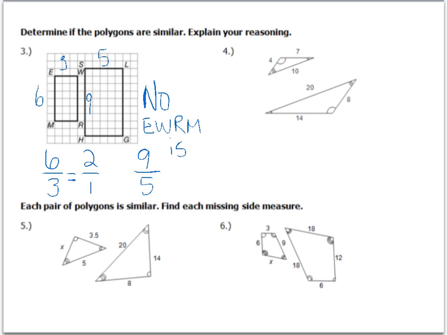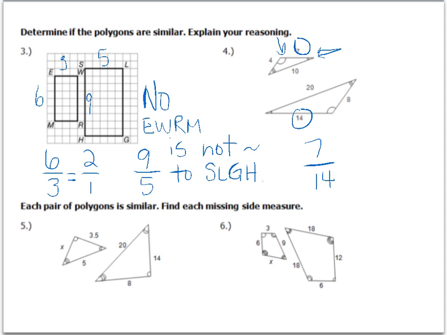EWRM is not similar to SLGH. Number 4, we have side 7 corresponds to 14 due to the way we have 1 hash mark here and 2 here. 1 here, 2 here. So I'm using the values that fall in between those markings. That would reduce to 1/2.